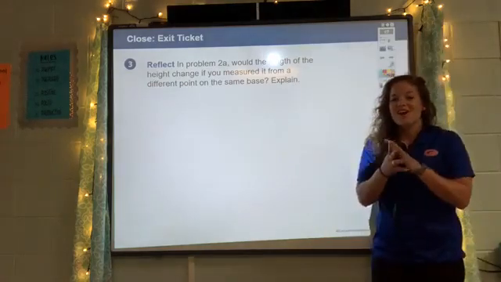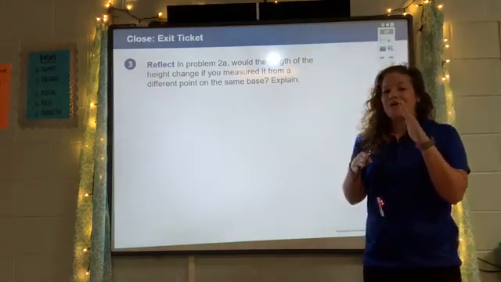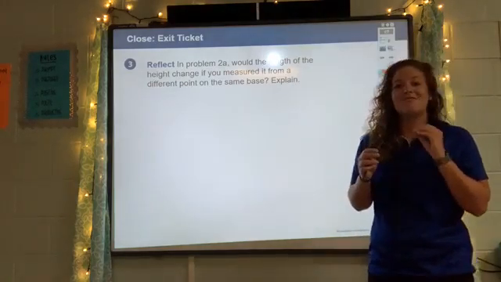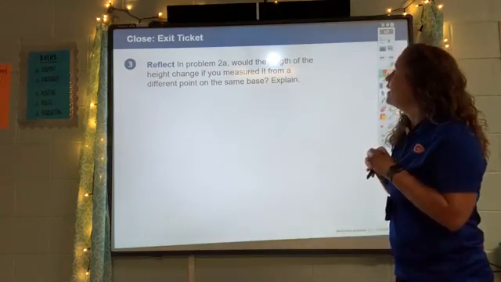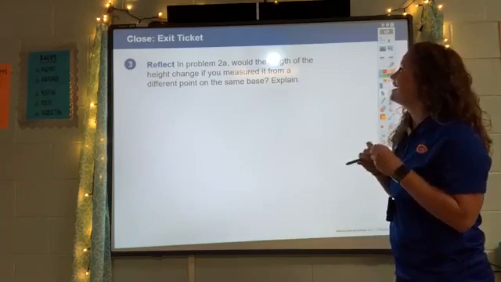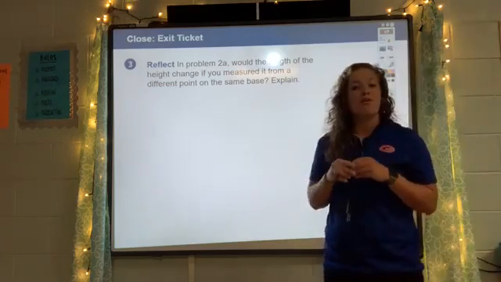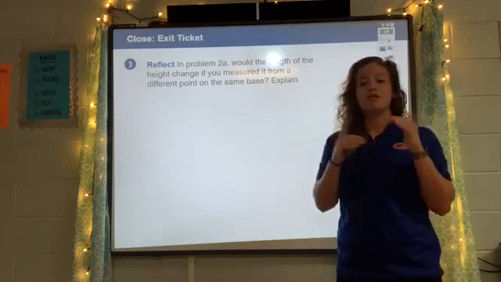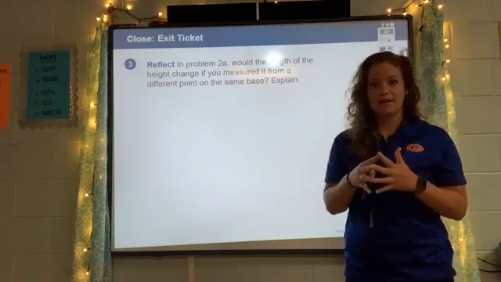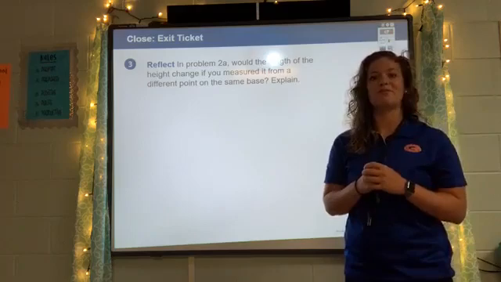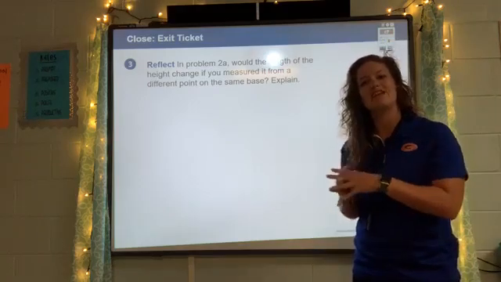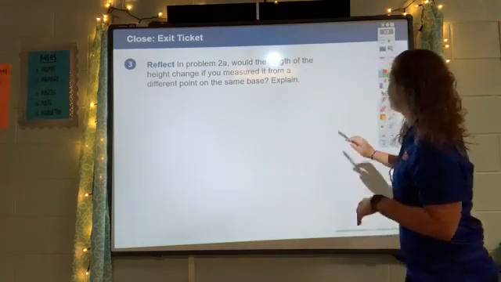Okay, so when we were talking about that, we drew it in a couple different spots, and it was still the same. So if we are answering this question, would the length of the height change if you measure it? No, it wouldn't. Because remember, those opposite sides are parallel, and those parallel sides are the same length away from each other. For them to be parallel, they have to stay the same length all the way through.